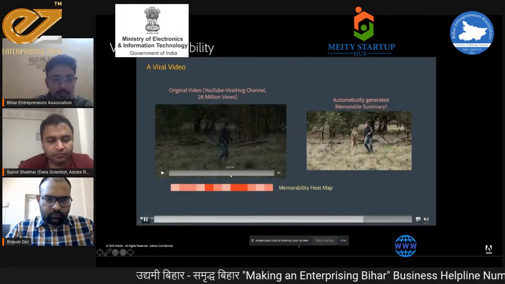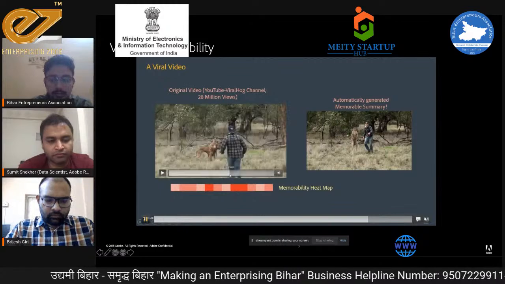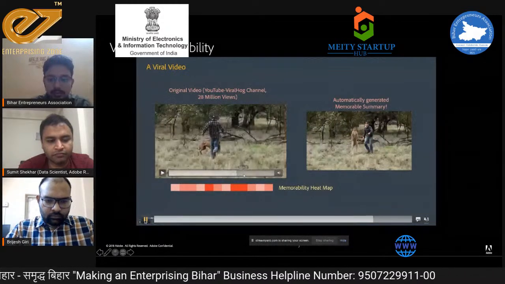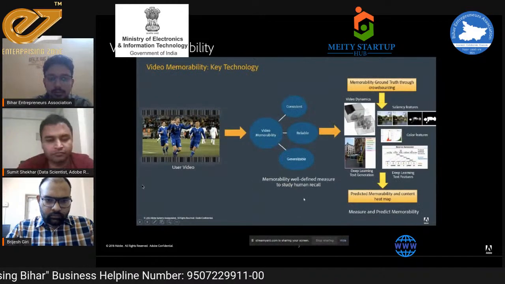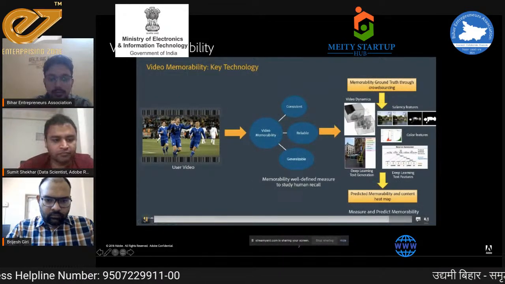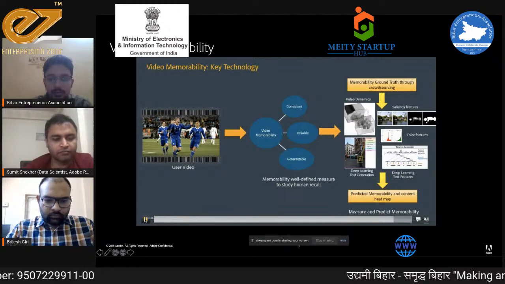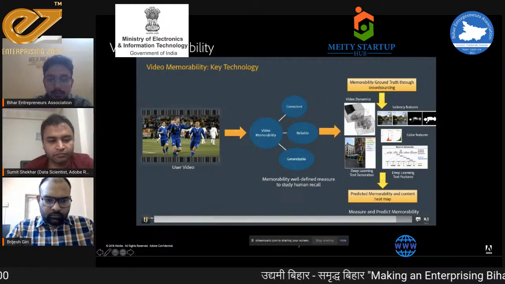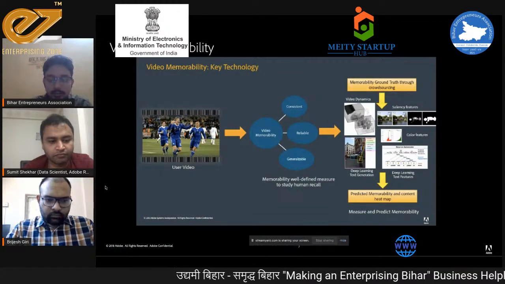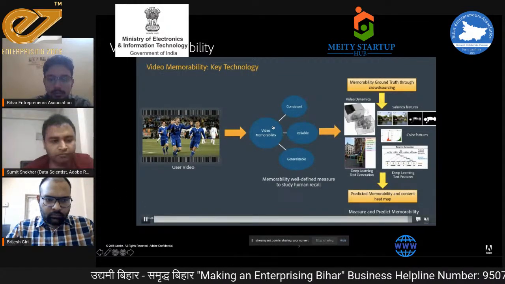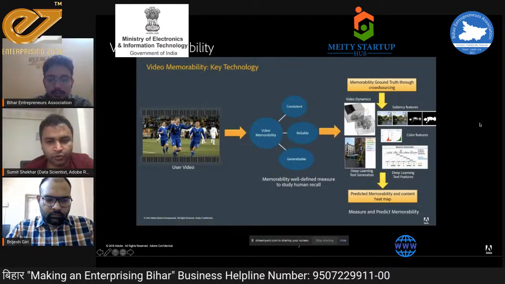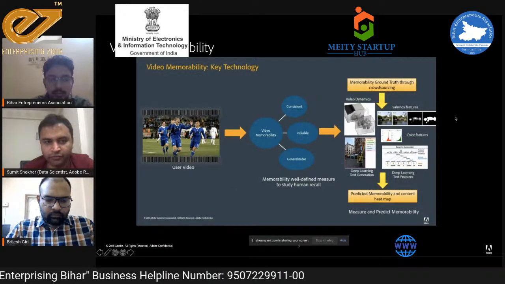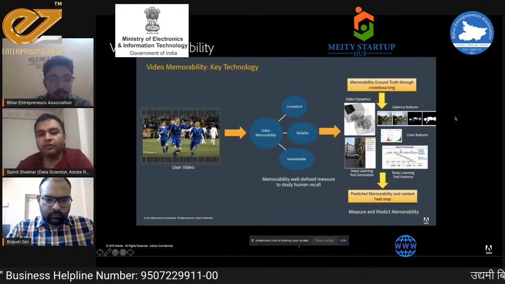What we also show here is the memorability heat map, which captures the memorability score for each part of the original video, as you can see here. The key technology here is to measure what we call video memorability. Marketers often struggle to find a metric to capture engagement. So this is the technique of measuring memorability in videos.